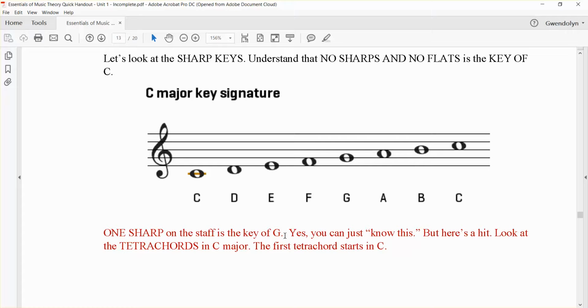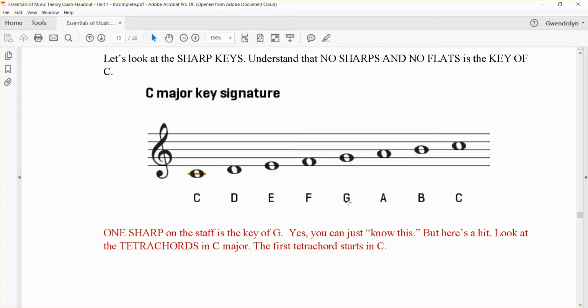Now remember, I told you in class you just have to know this, but since I did not really explain tetrachords the way I should have, there is a hint. I want you to look at the tetrachord in C major. The beginning of the next tetrachord tells you what key you are in. So we're going to use the ascending tetrachord pattern here. C, D, E, F. The next tetrachord is G.